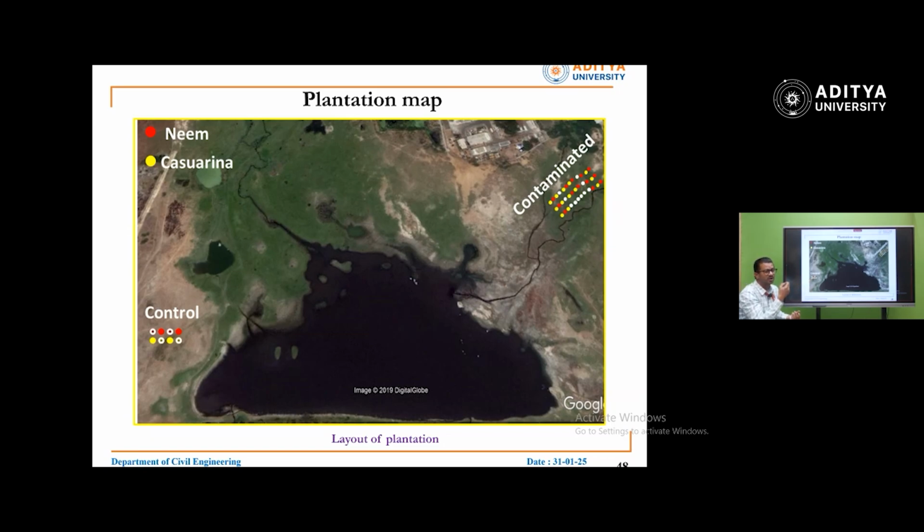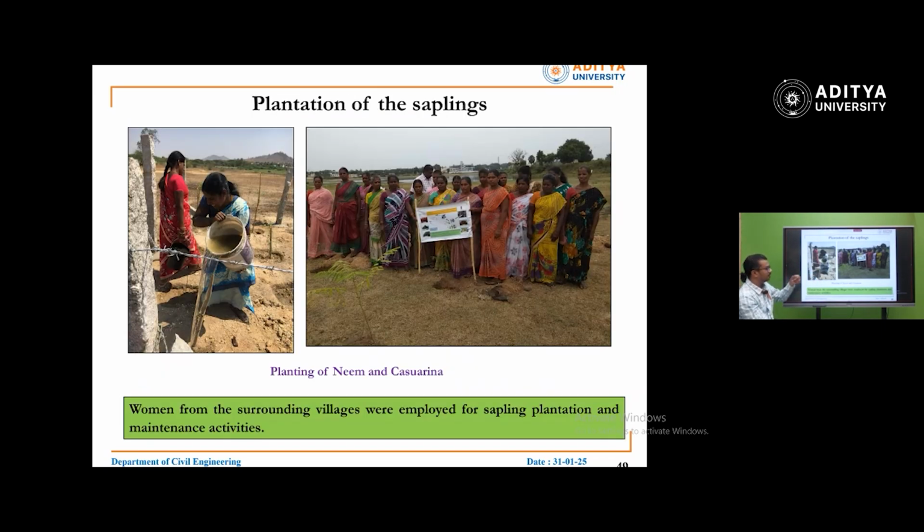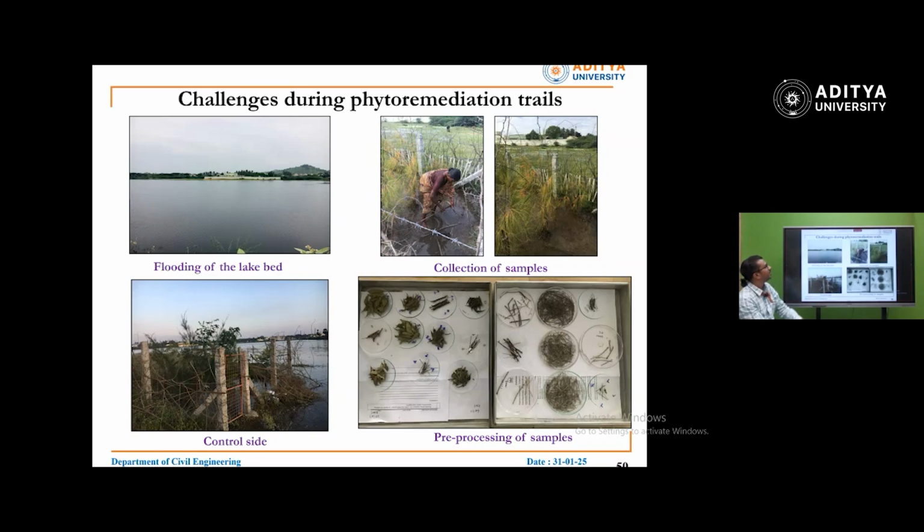As you have seen, we got sample results of almost 700-800 milligrams of chromium. Then we planted, and local women, the villagers working around the area, were given employment. They are the ones taking care of those plants throughout this study. These are a few images, and we faced many challenges like flooding of the lake bed. Sometimes it was very difficult to collect samples during the monsoons due to over-flooding, as we had to walk almost knee-deep in water.